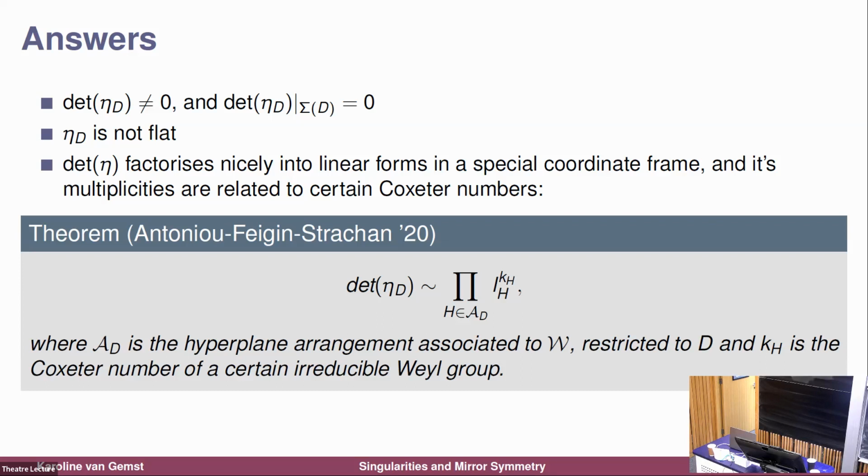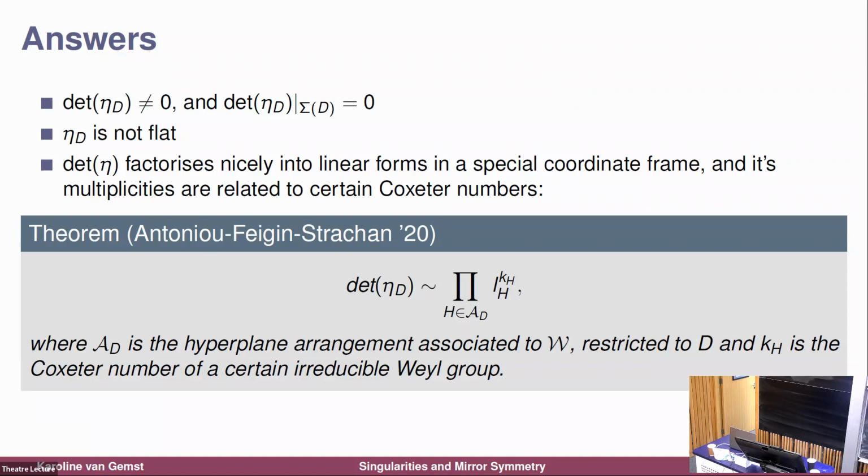And the determinant does factorize very nicely in terms of linear forms. And this is a result by Antonio Feigin and Strachan from 2020. I hope that year is correct. But I don't really want to go into what this k_h, the multiplicity, is, other than it is a Coxeter number of a certain reducible Weyl group, because otherwise I would have to define a bunch of things. But of course, if you're interested, you could ask me after or whatever. So we'll come back to it in an example a little bit at the end.